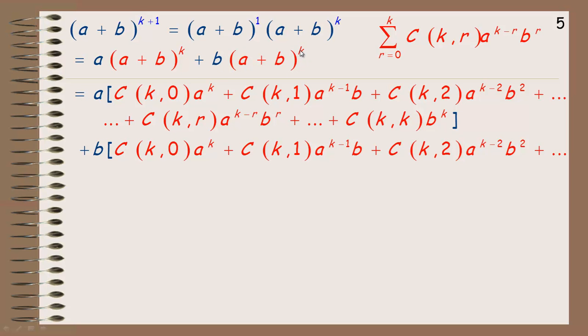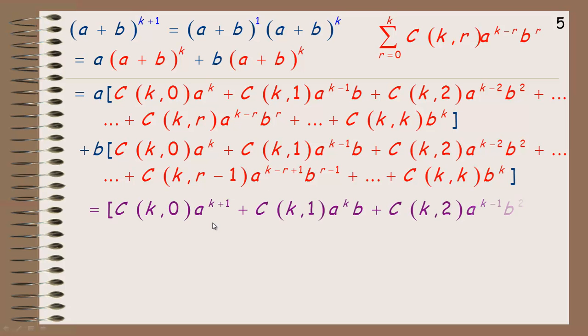And then b times, again, (a + b)^k. This is actually going to be the same thing. This and this are the same. So this whole series here is going to be the same as what I'm going to put here. And that's what we're expanding b into.